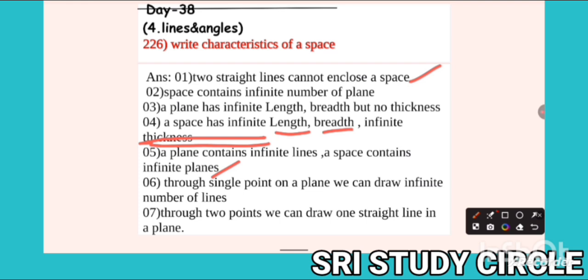The differences between plane and space. Listen here. A plane contains infinity lines, but space contains infinity planes. Through a single point on a plane, we can draw infinity number of lines. Through 2 points, we can draw one straight line in a plane.